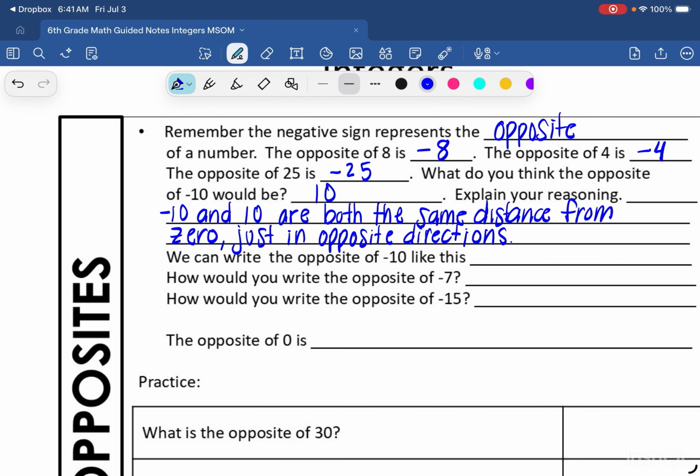We can write the opposite of -10 like this. So if we have -10, we're going to write the opposite of -10 with another negative sign. We're going to use parentheses so it doesn't get confusing. How would you write the opposite of -7? Well, the opposite of -7. How would you write the opposite of -15? The opposite of -15. The opposite of 0, well, that would actually be 0. That's the one number where the opposite number is itself.